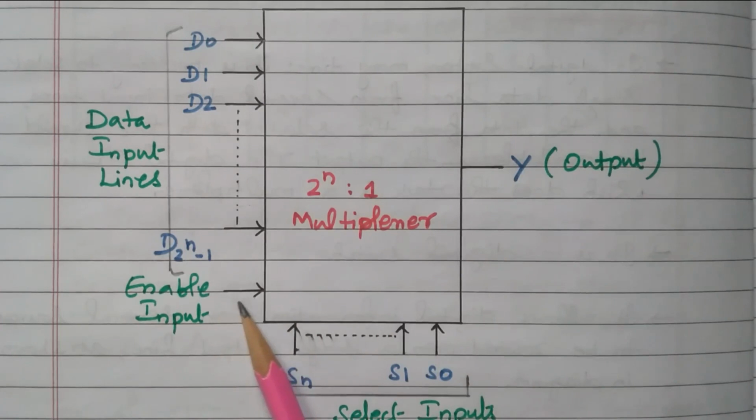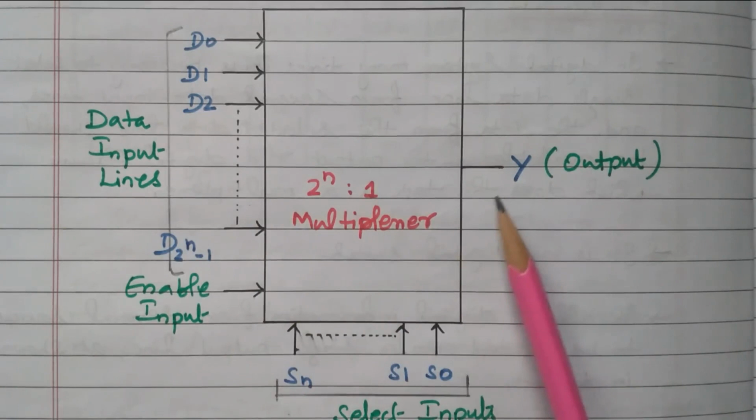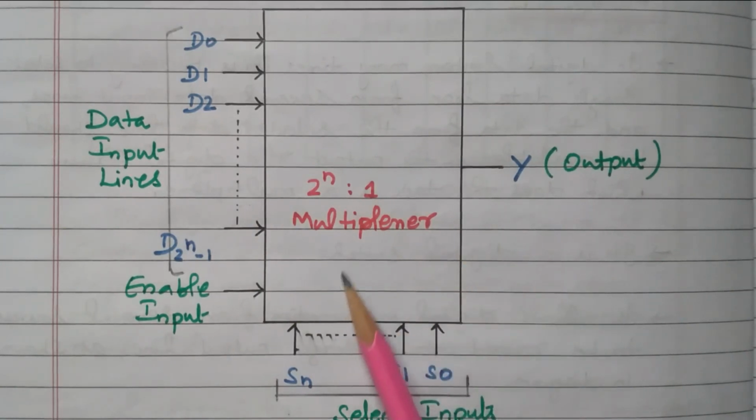And another thing is we have the enable input. If the multiplexer is enabled, then only it will produce the output. If the enable is 0, the multiplexer will not produce any output. In order to make the multiplexer inactive, the enable input is available.